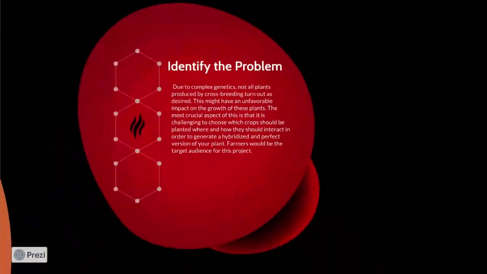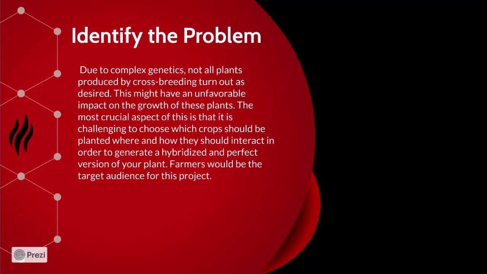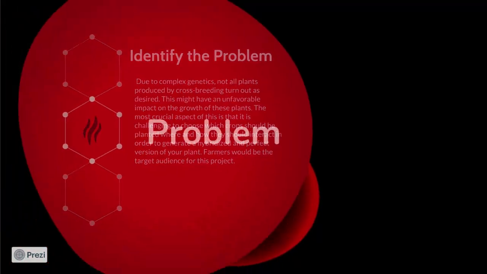Problem. Due to complex genetics, not all plants produced by crossbreeding turn out as desired. This might have an unfavorable impact on the growth of these plants. The most crucial aspect of this is that it is challenging to choose which crops should be planted where and how they should interact in order to generate a hybridized and perfect version of your plant. Farmers would be the target audience for this project.